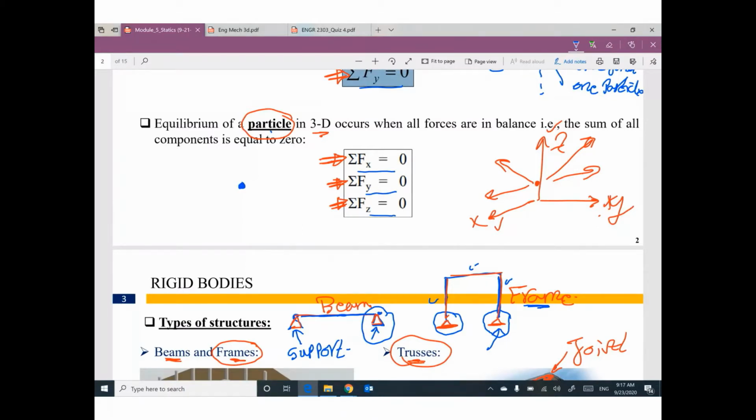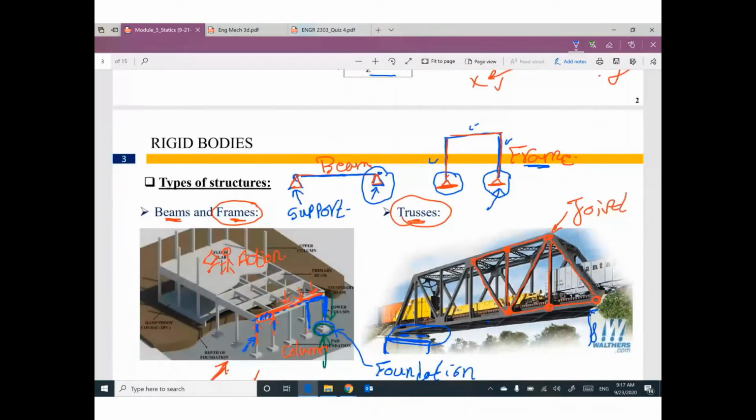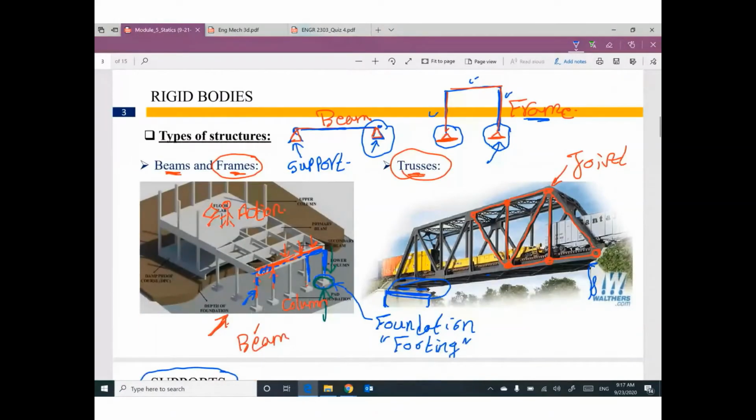But right now we are talking about body, and this body is rigid. So we are talking about structure. Your structure probably can be a beam or a frame or truss. And last time I told you what is the difference between beam, frame, and truss. In this course, it's not a big deal to figure out what is the meaning of this structure, because all of this stuff will be discussed in more detail in another course called Structure Analysis and Design.